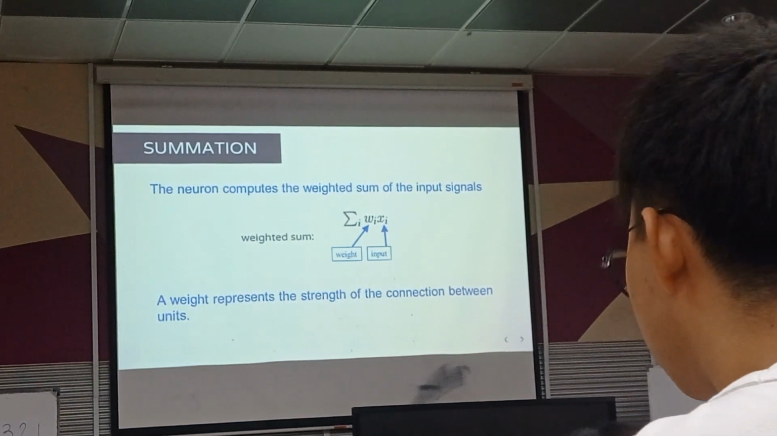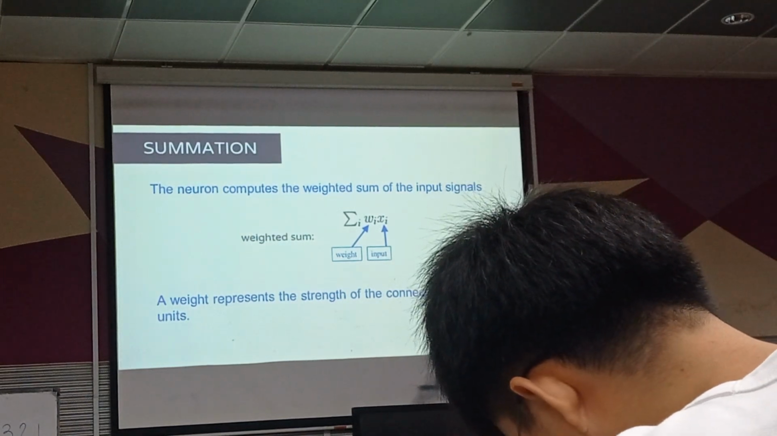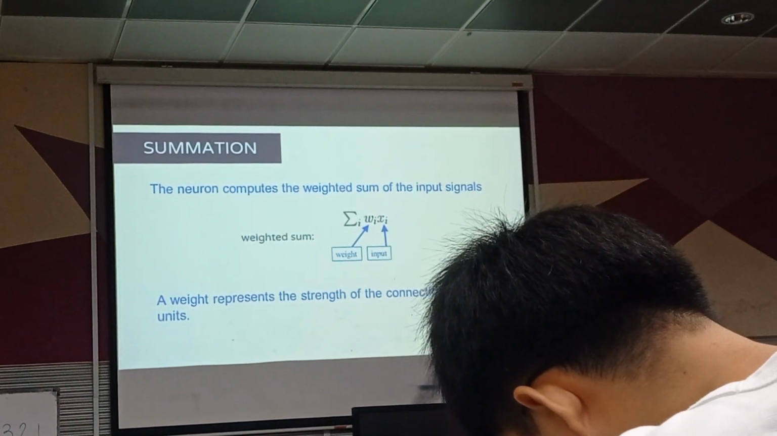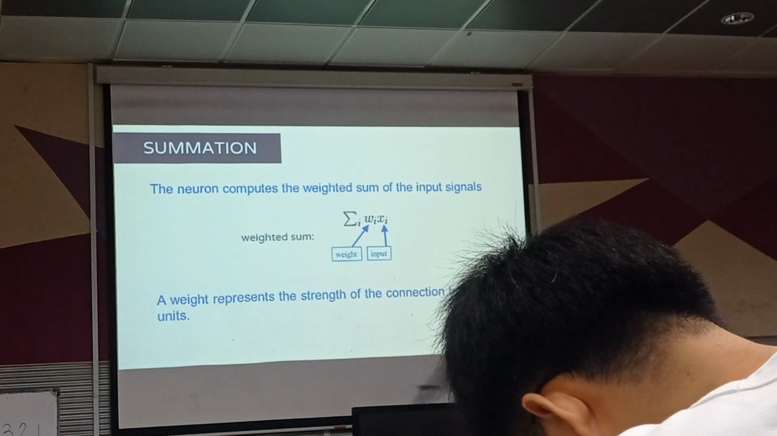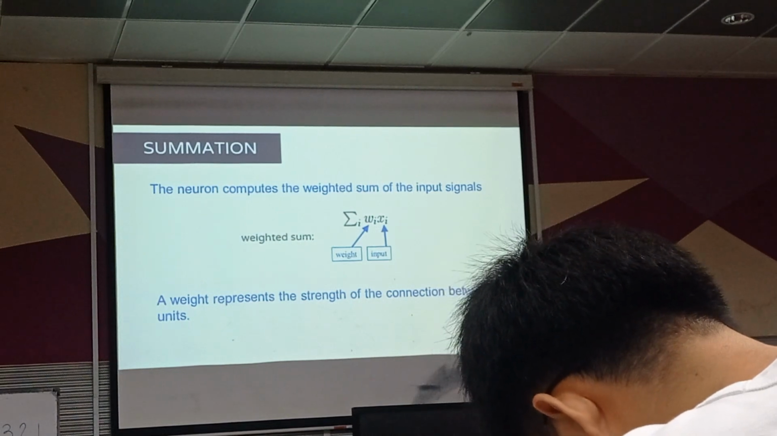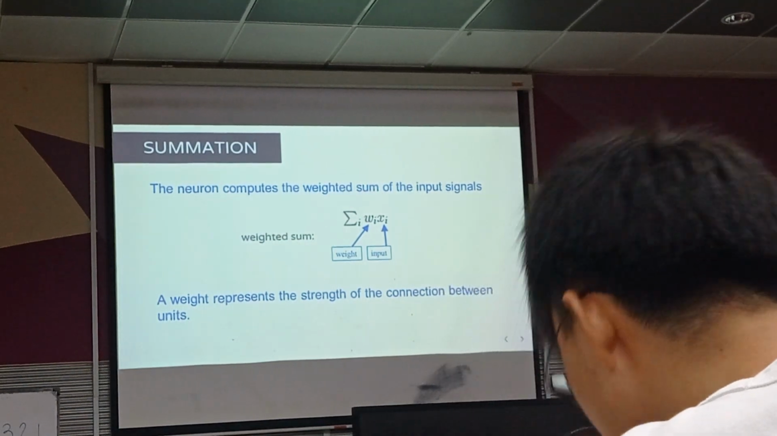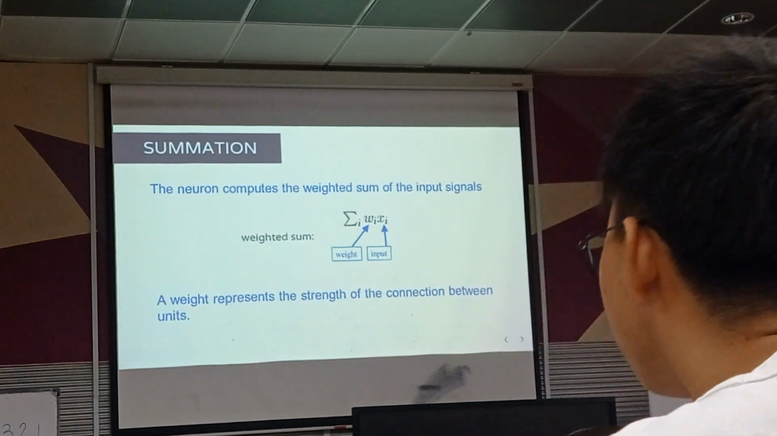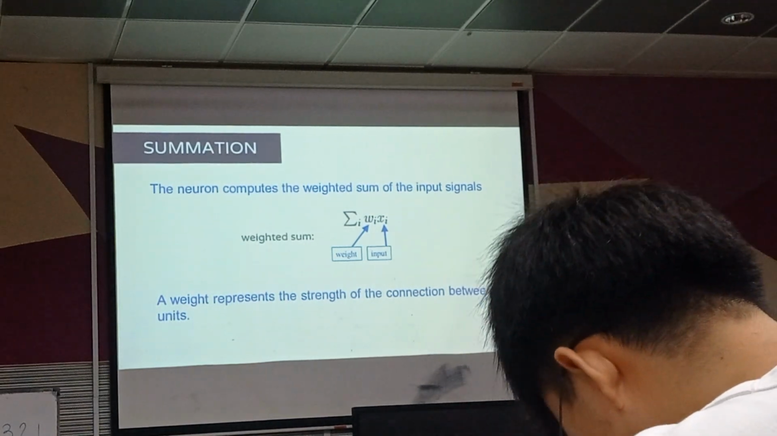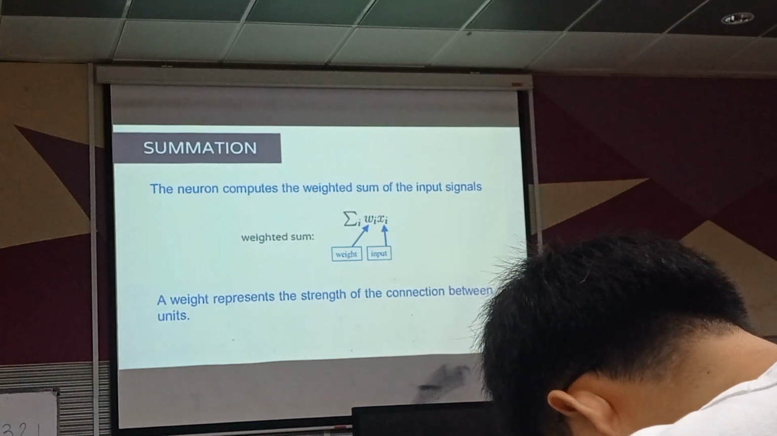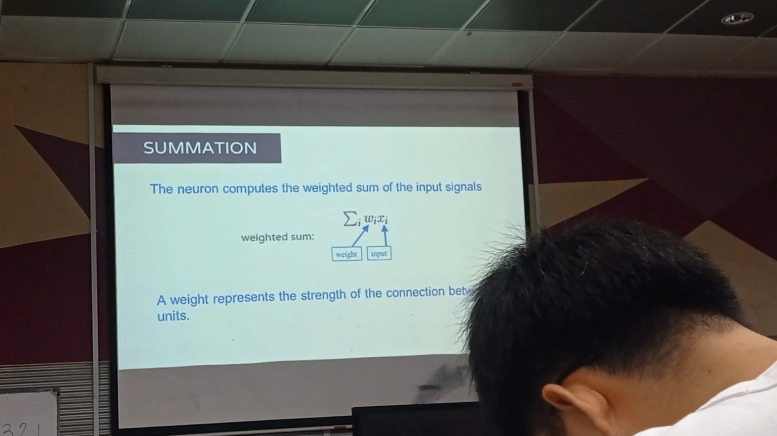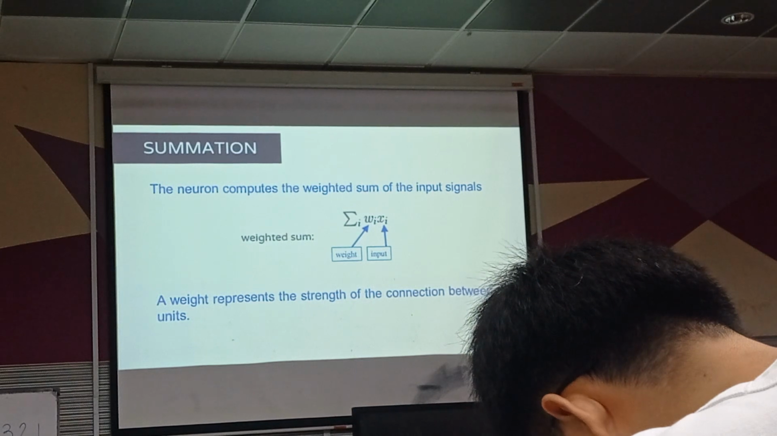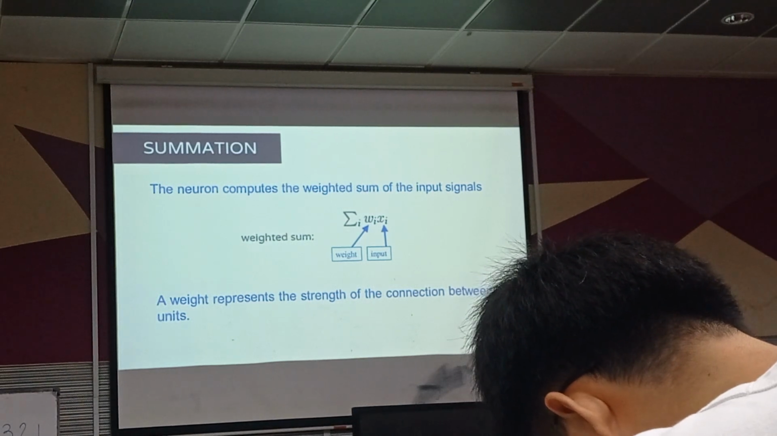I'll repeat again. You have input and weight, multiply, multiply, multiply, add up together. Go through this process. You get some value, which is, let's say, 0.5. I will call it the weighted sum. And this weighted sum has to go into another process known as an activation function. In the perceptron, we use step functions.